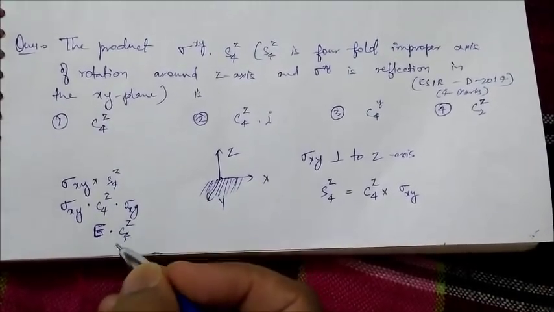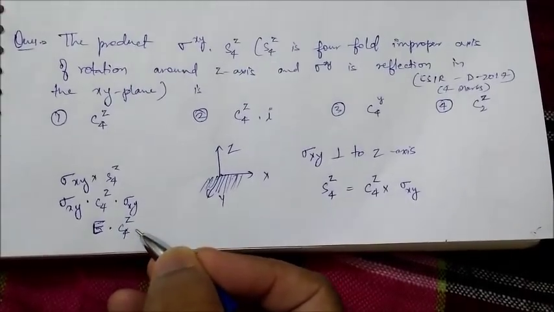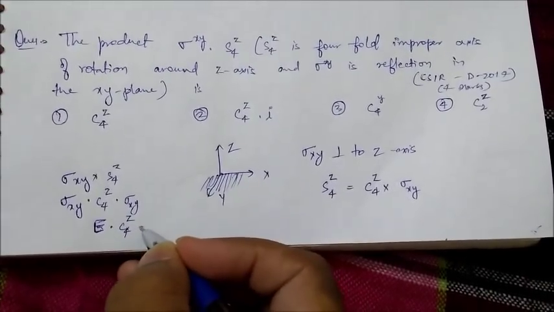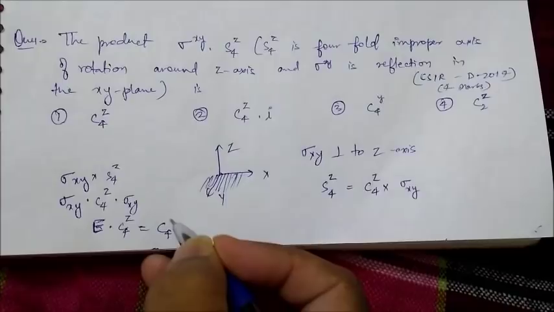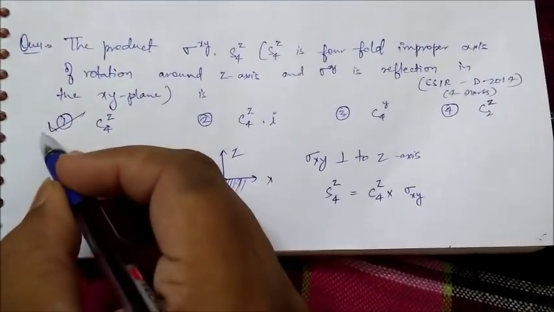And C4Z is there. The product of identity with any operation is that operation itself. So we will get C4Z. So the correct option for this question is C4Z.